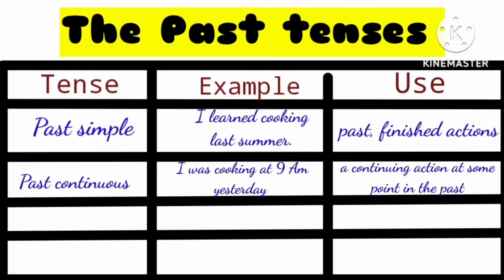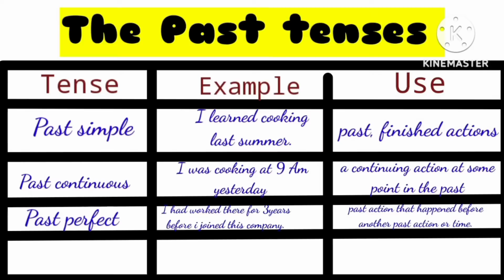The next tense is past continuous tense. It is used to describe a continuing action at some point in the past. For example, I was cooking at 9 a.m. yesterday.